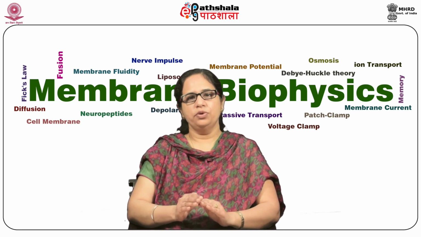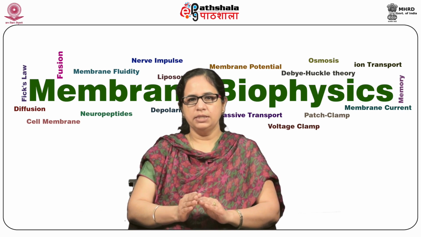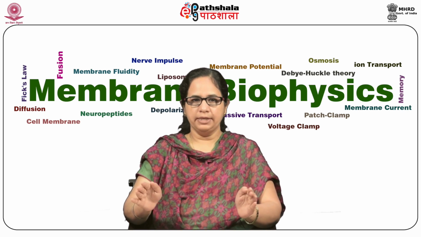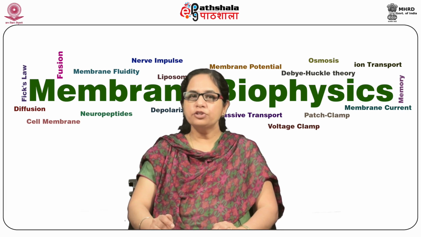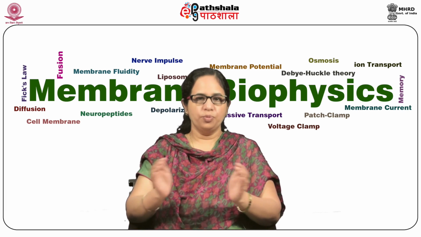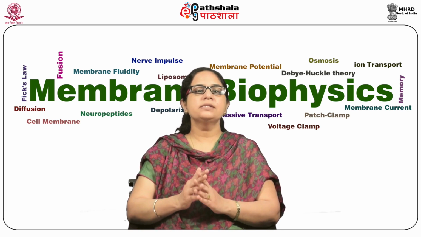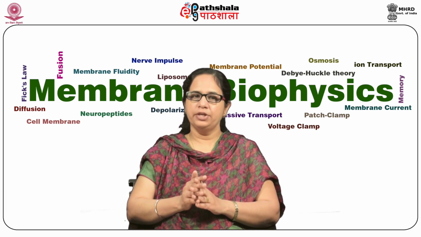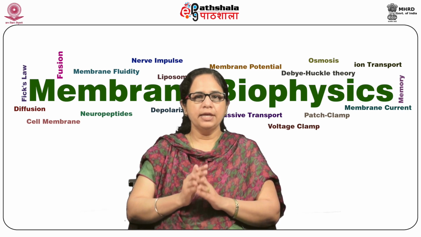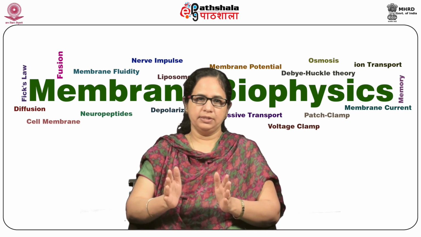In addition to neurons, the nervous system contains a large number of other cell types. These are known as neuroglia. The functions of the neuroglia are to protect, nourish and support neurons. Although neurons come in different shapes and sizes, they have common characteristics.